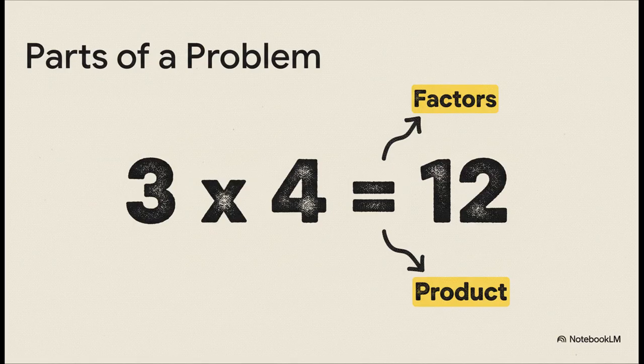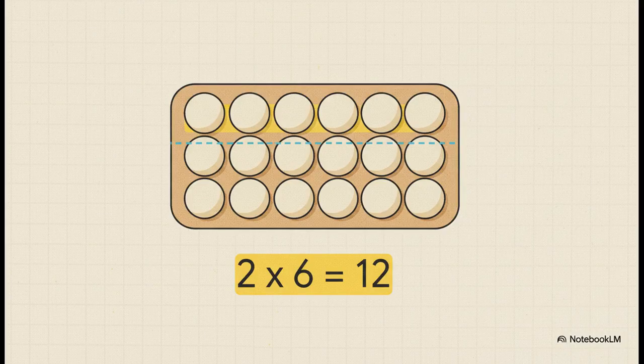Easy enough? You know, another awesome way to actually see multiplication is with something called an array. It's just a neat grid with rows and columns. And believe it or not, an egg carton is a perfect everyday example. You can clearly see 2 rows with 6 eggs in each one. That's 2 groups of 6, which gives us a product of 12.